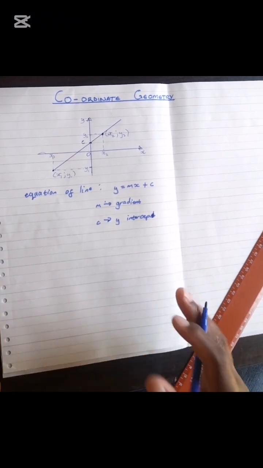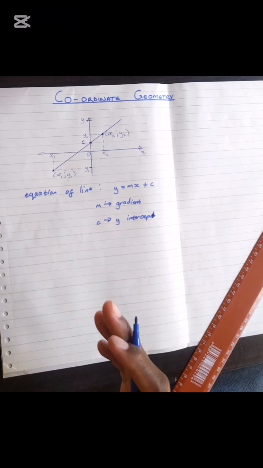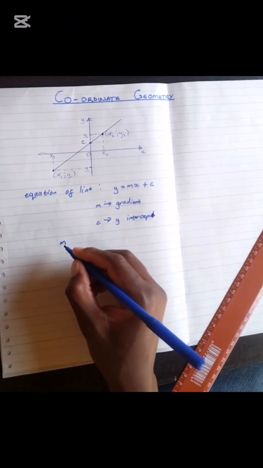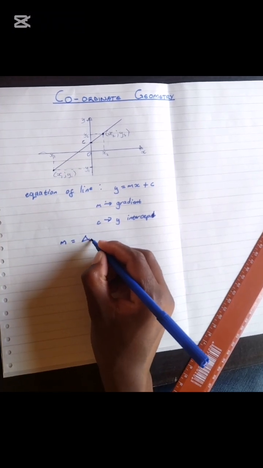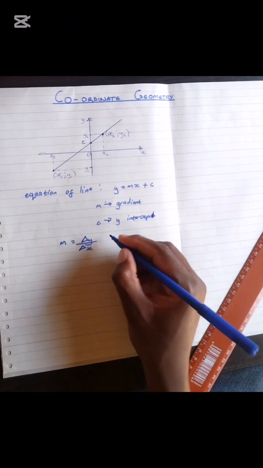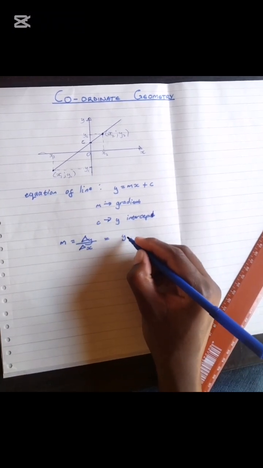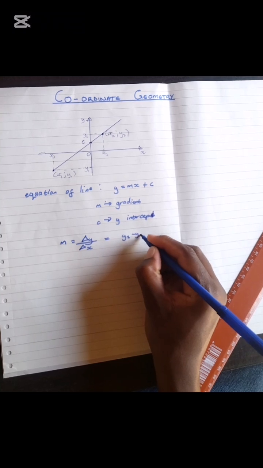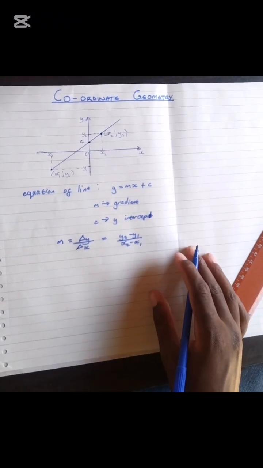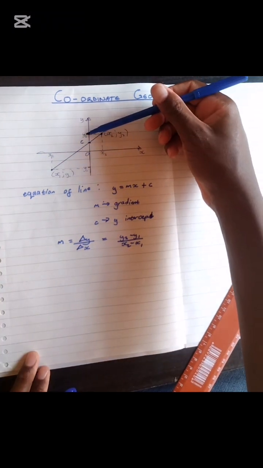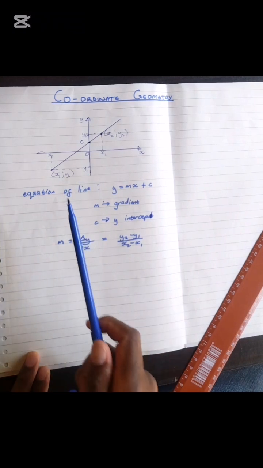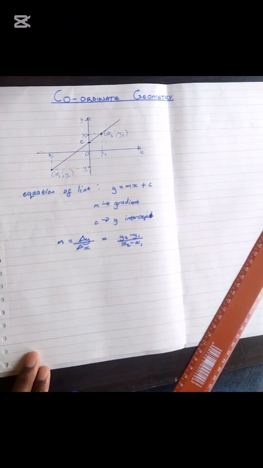So how do we find the gradient of that line? Gradient is easy. Our gradient m is equal to change in y over change in x. In other words, our gradient is y2 minus y1 over x2 minus x1. So our y2 being the coordinate there, and our y1 being this coordinate, same with the x-axis.